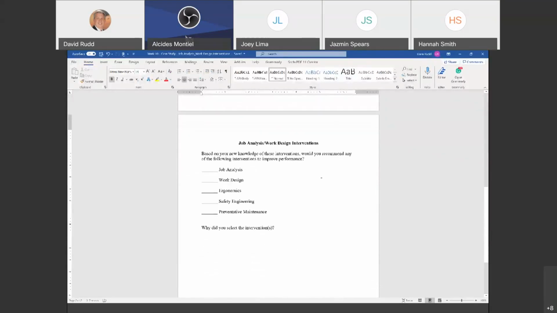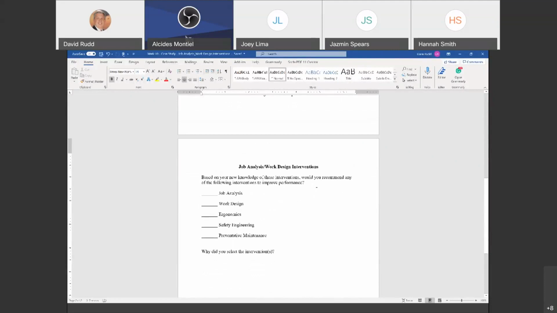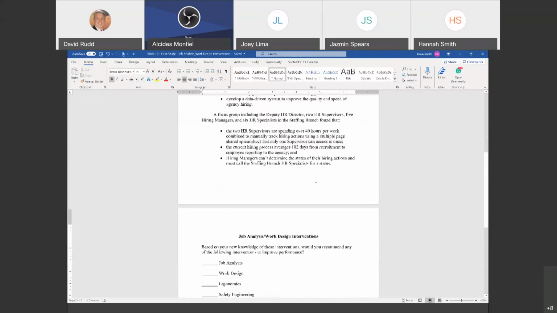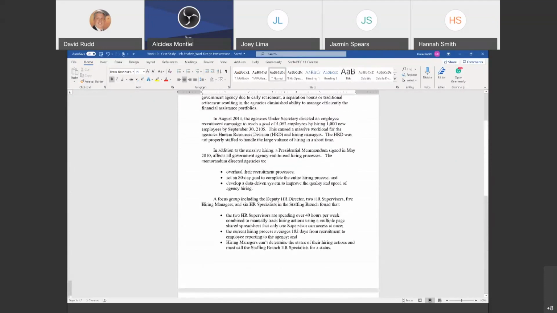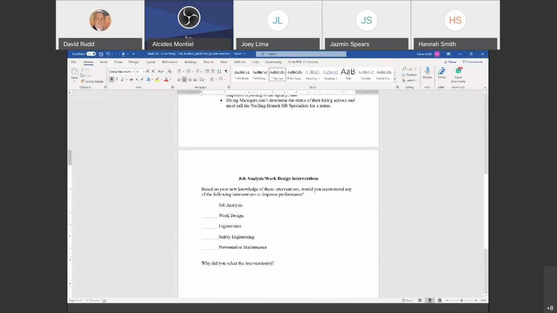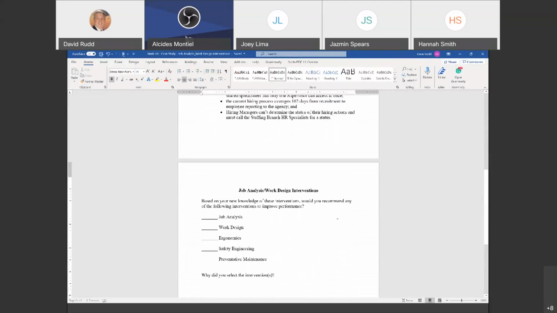So now that you know a little bit more about job analysis and work design, in your estimation, would you recommend any of the following interventions to improve performance of this organization? Would you select job analysis, work design, ergonomics, safety engineering, or preventive maintenance? Is there any need for any of those?